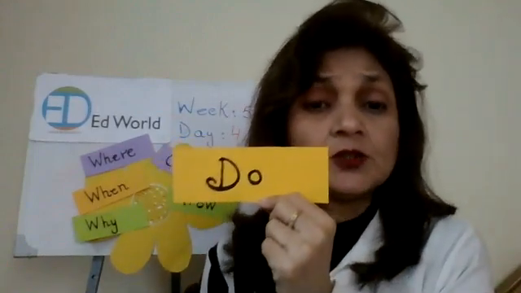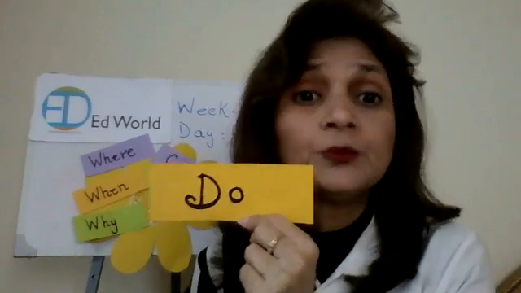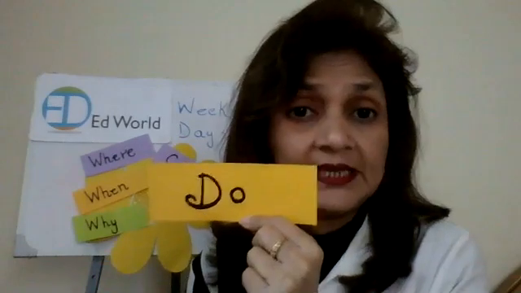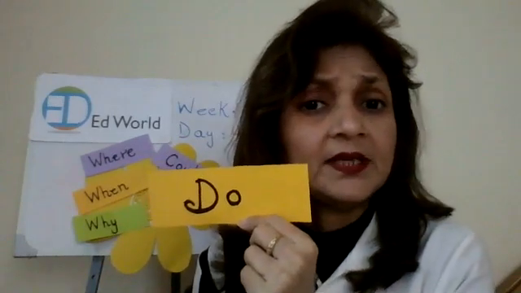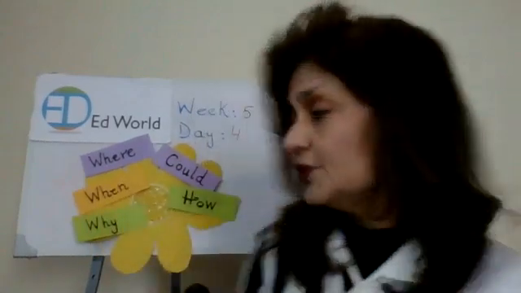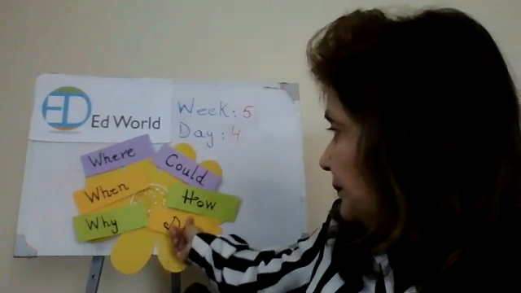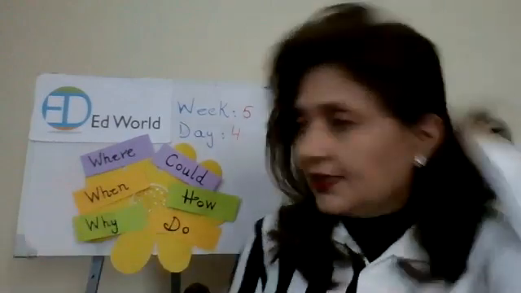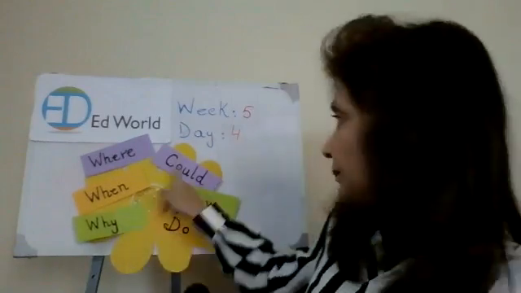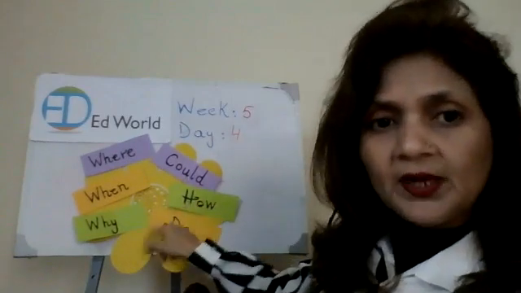It's "do." What is it? Do. Now can you make a sentence of "do"? Do you like swimming or do you like playing football? Yes. So what am I doing? It's again a question because I am asking you something, right? So that means, children, that all these words: where, when, why, could, how, and do.